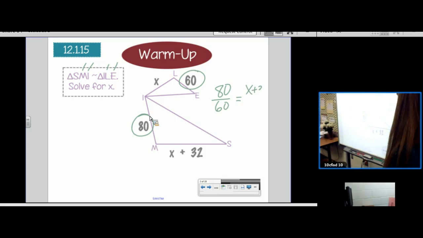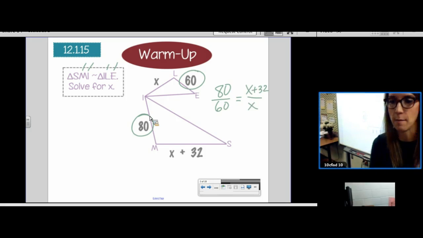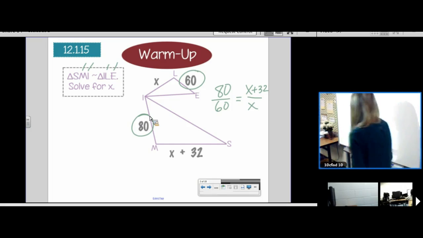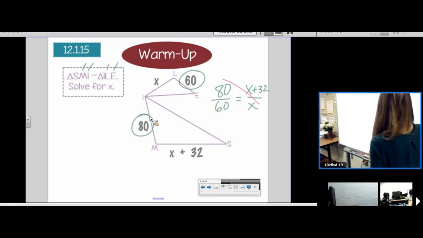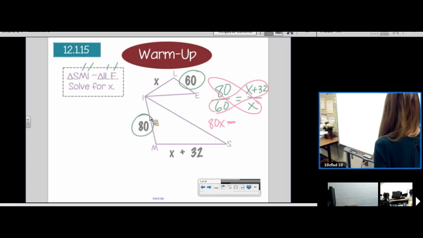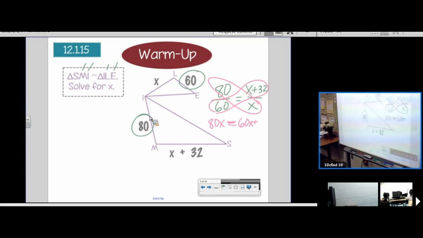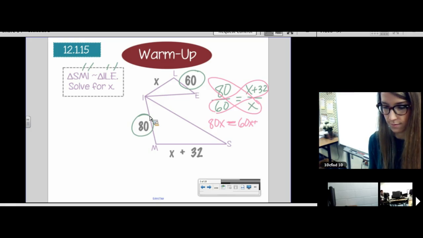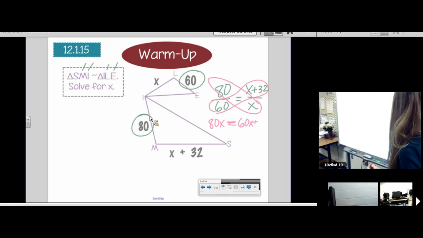now it's easy to follow through because we know which ones go together after that. 80 is to 60 as x plus 32 is to x. We do our favorite thing in the world in this unit, which is to cross multiply. 80x equals, we have to be careful and make sure we distribute 60x plus, anyone have that number for me? 60 times 32. Yep, I ran out of room.